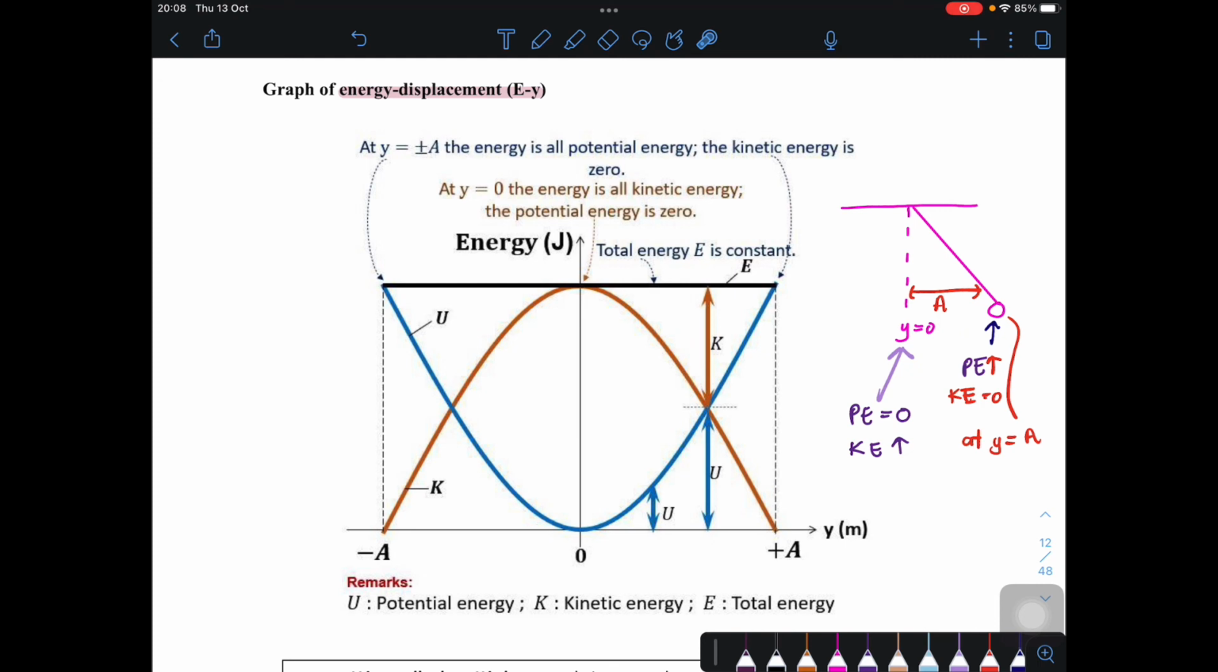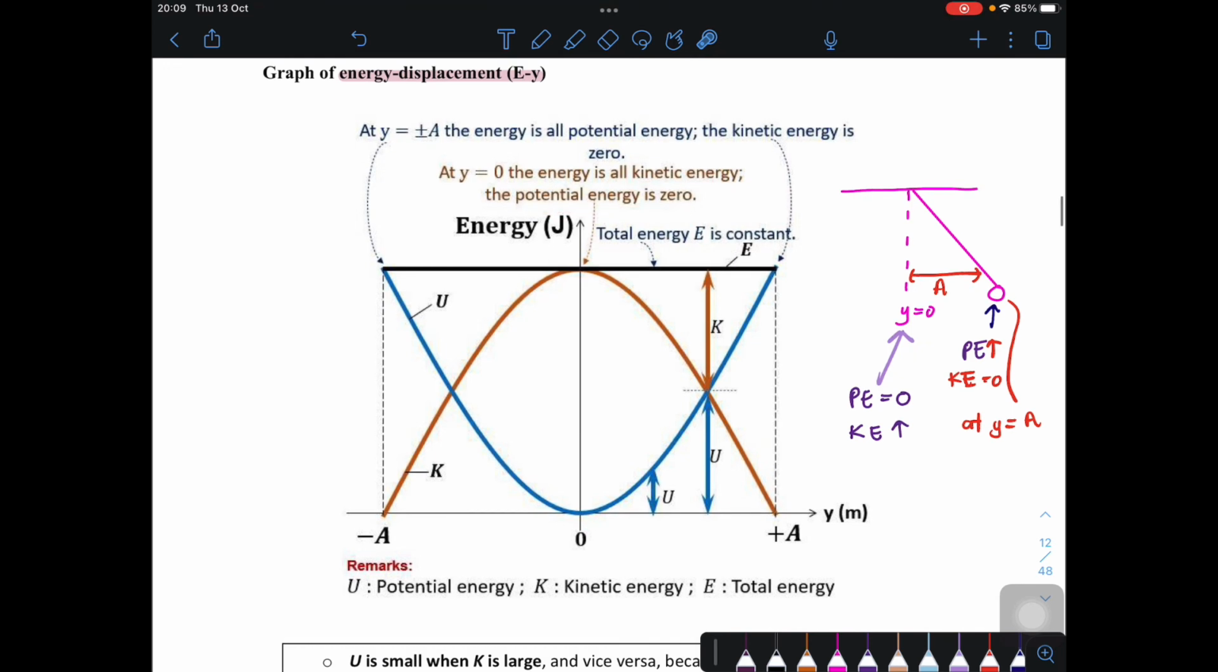Okay, so dekat sini ada sudah dekat dalam statement, at y is equal to plus minus A, which is here and here. Okay, the potential energy is at maximum ataupun the energy involved is only potential energy. Kinetic energy is equal to 0. And then apabila the pendulum berada dekat equilibrium, which is here, ini adalah apabila Y sama dengan kosong. So the energy involved is only kinetic energy and potential energy will be equal to 0.